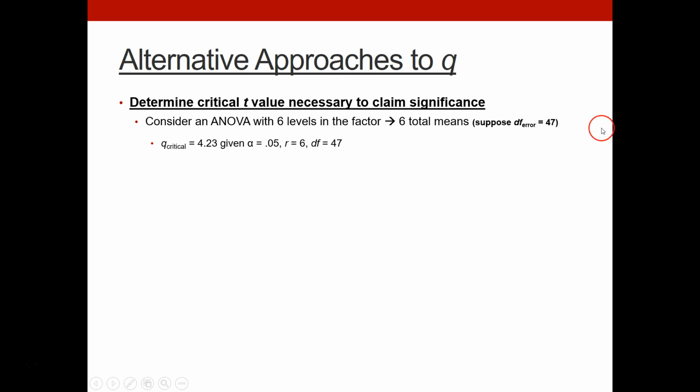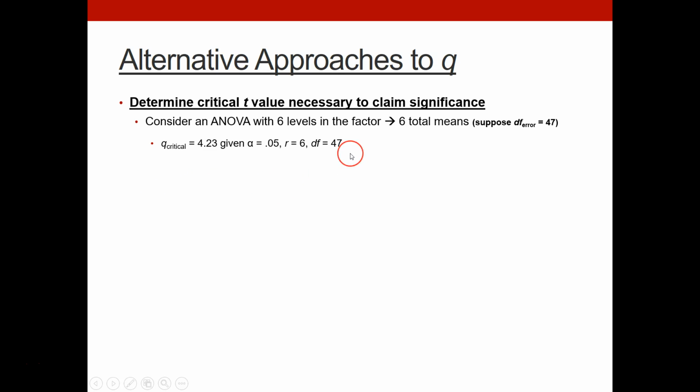We probably wouldn't find this on the table, we'd have to use an online calculator, but let's say we find that for a test with 47 degrees of freedom, our maximum Q critical for 6 total means, so at R equals 6, degrees of freedom 47, at alpha equal 0.05, our critical value for claiming significance is a Q of 4.23. Okay, so that's saying any Q statistic that we calculate that exceeds 4.23 is going to be statistically reliable at Tukey alpha less than or equal to 0.05.